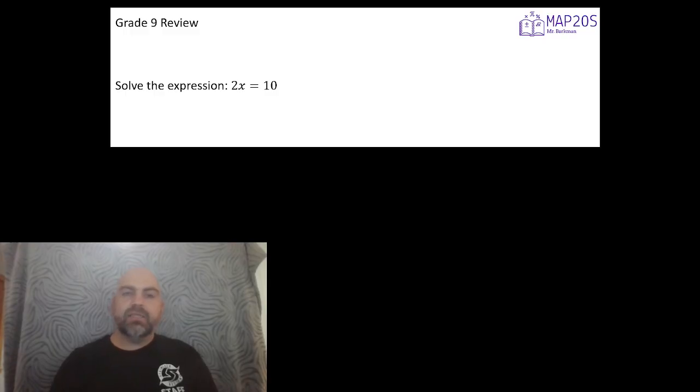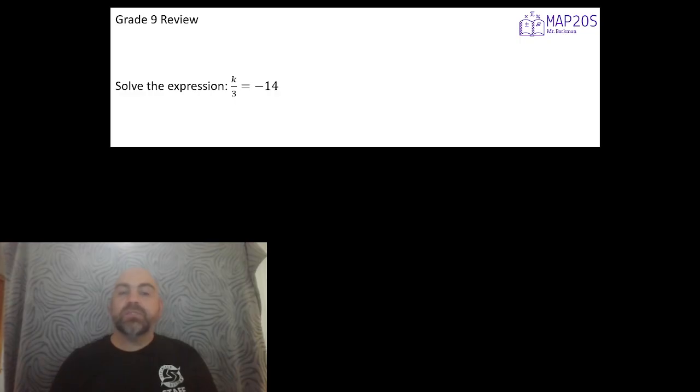All right, let's solve for x. Pause the video and come back when you're ready. All right, to solve for x, we need to get rid of that 2. Now that 2 is a positive, but it's not being added or subtracted to x. It is being multiplied. And the opposite of multiplying is dividing. So we have to divide both sides by 2, both the 2x and the 10, and we're going to get an x value of 5.